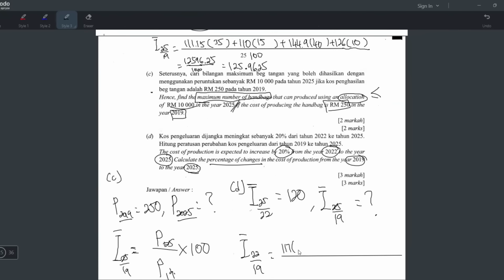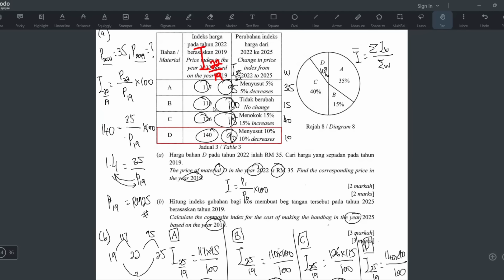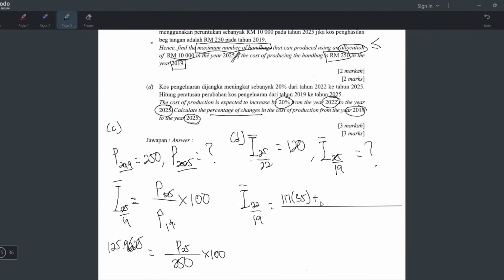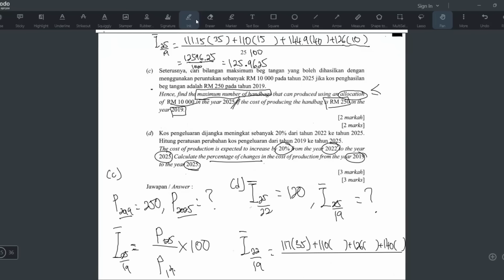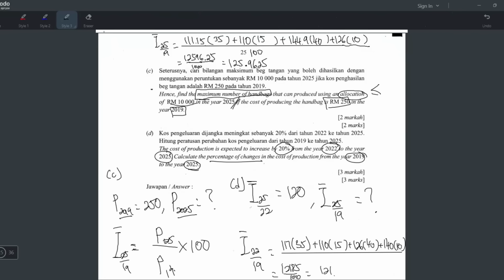So it will be 117 times 35 plus, okay, what's the index? 110, 126, 140. For the weightage, you can copy from here: 35, 15, 40, 10. Alright, so from here I can find my composite index. So if I press, I get 12185 over 100, which is 121.85.